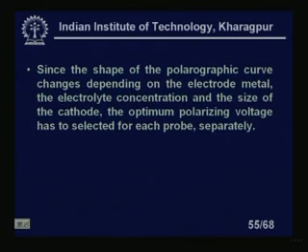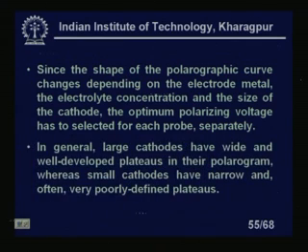Since the shape of the polarographic curve changes depending on the electrode metal, the electrolytic concentrations and the size of the cathode, the optimum polarizing voltage has to be selected for each probe separately. In general, the large cathodes have wide and well developed plateaus in their polarogram, whereas small cathodes have narrow and often very poorly defined plateaus.